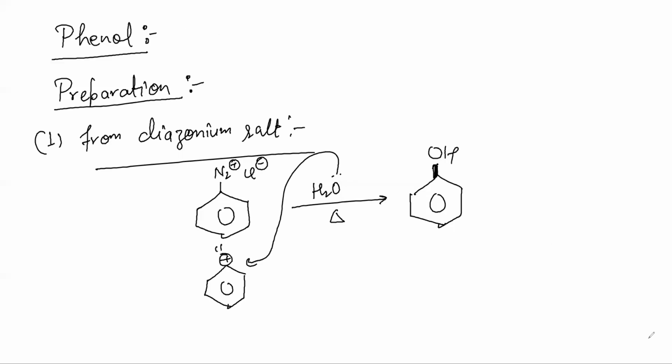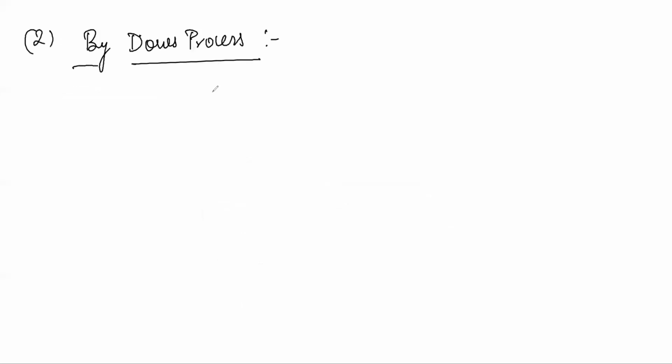Second, by haloarene, by Dow's process, you can write. Dow's process we have already done, but still let's write. We take chlorobenzene, or you can take any halobenzene.